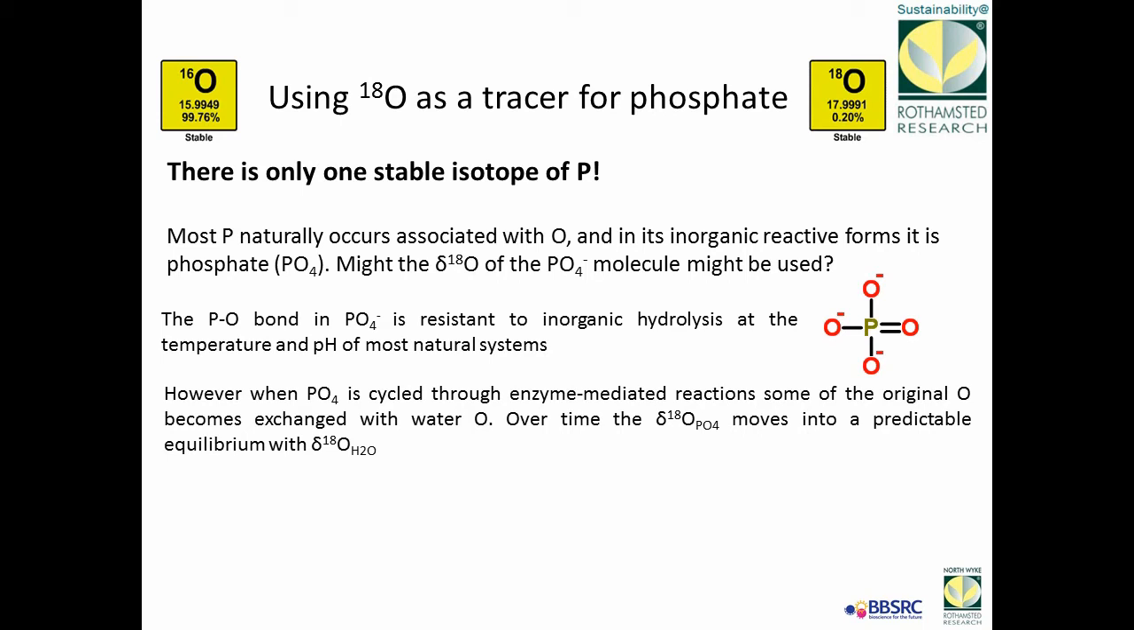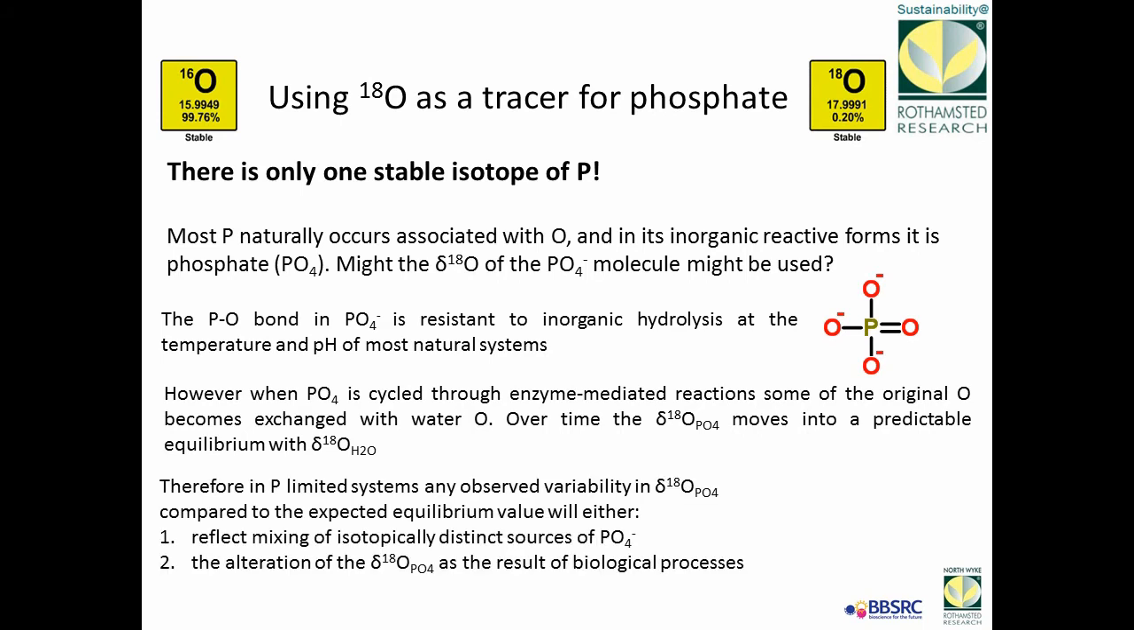And the reason this works, in theory, is that the phosphorus-oxygen bond is resistant to breaking down in inorganic means at normal temperatures and pHs. So it's relatively stable in the water, actually. It's only when it's cycled through a biological enzyme-mediated reaction that we start altering that ratio.